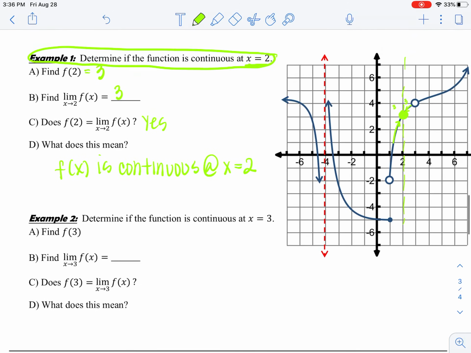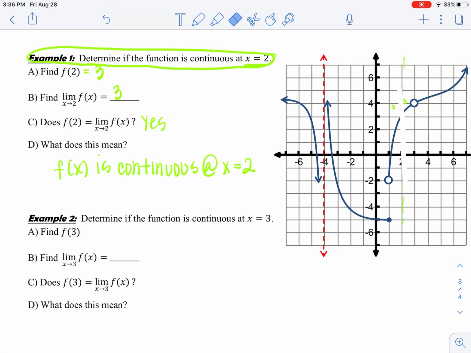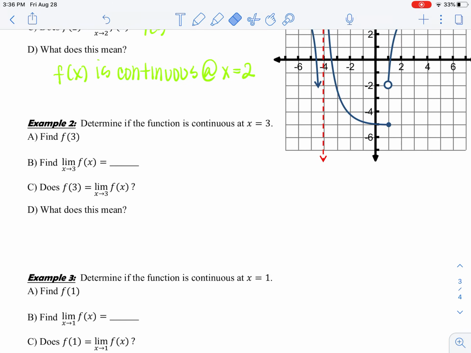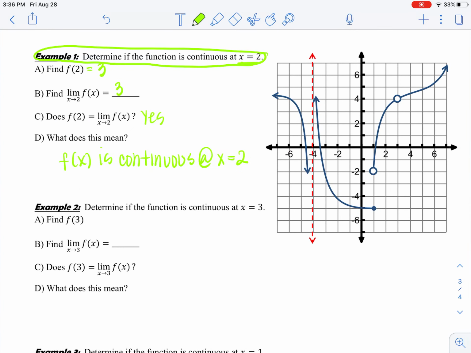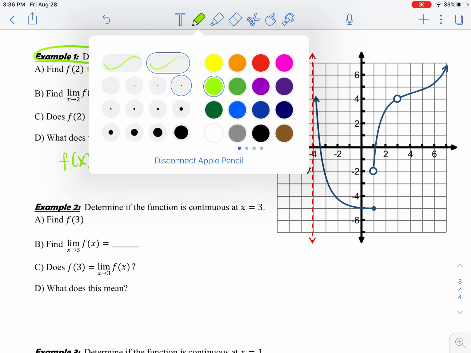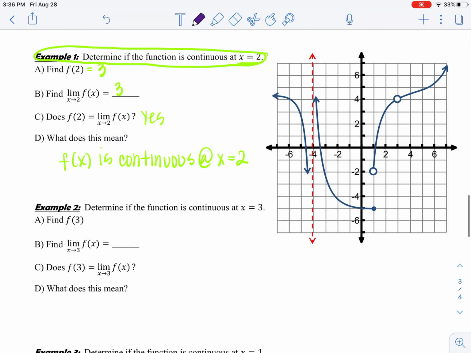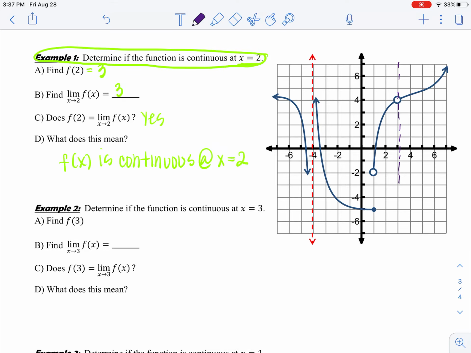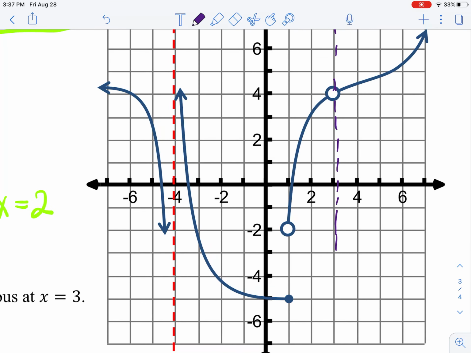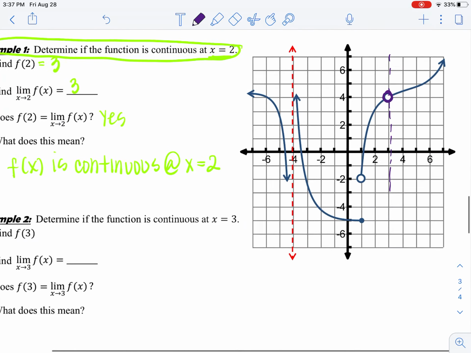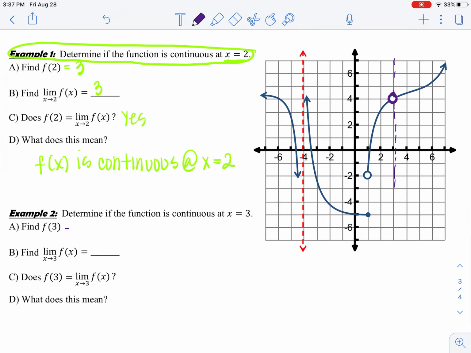Okay, let's actually read the directions for the next one, and let me delete what I drew on this. The next one says, determine if the function is continuous at x equals 3. So I want to know if it's continuous at x equals 3. I'll draw a dashed line there just so I can focus on it. It says, find f of 3. When x is 3, what is y? You can see that there's nothing there. There's no point there, so this is undefined.